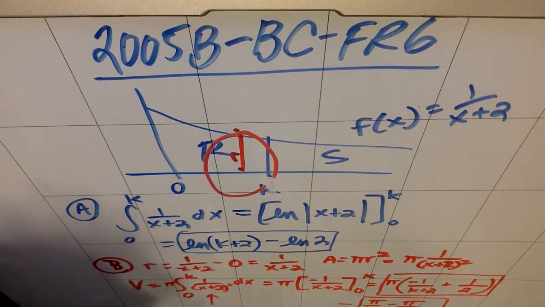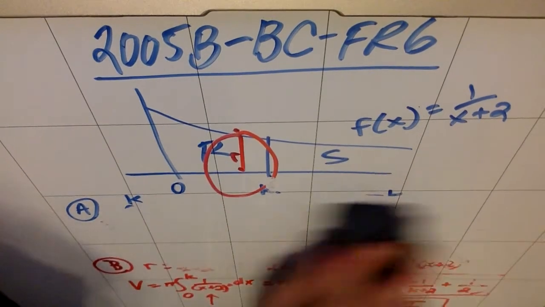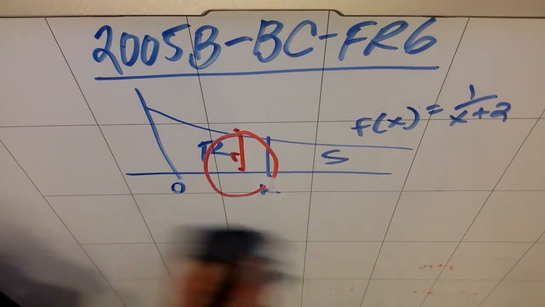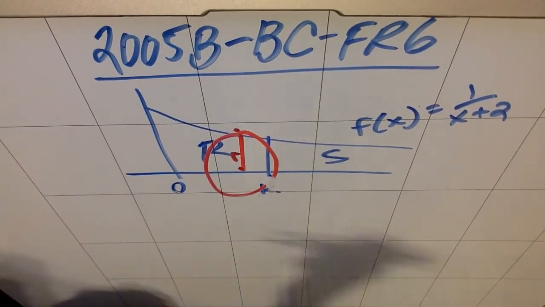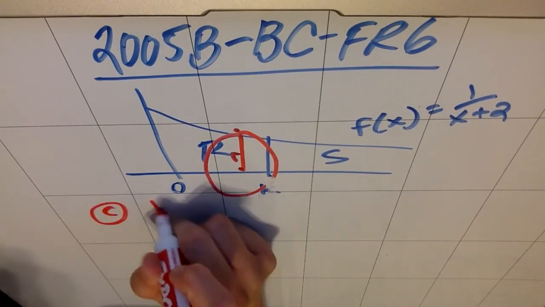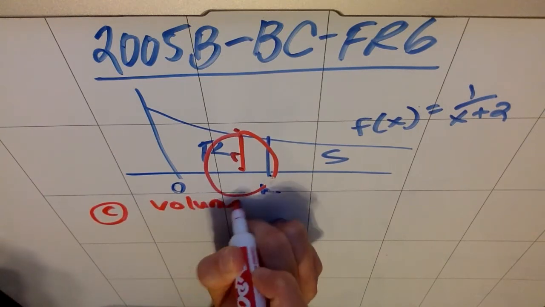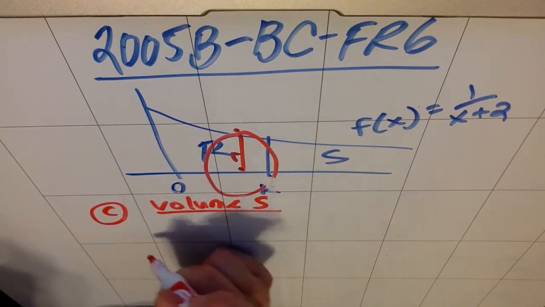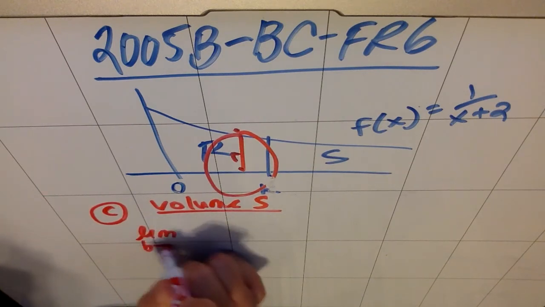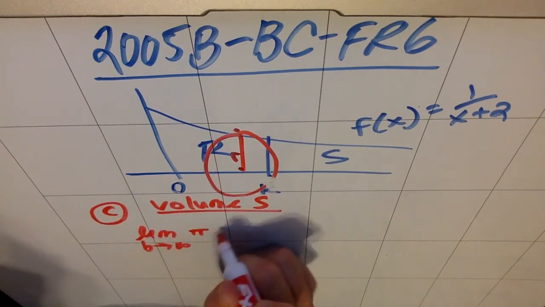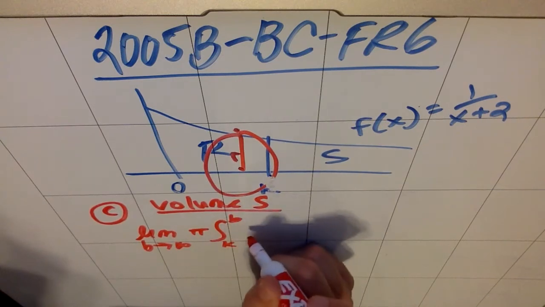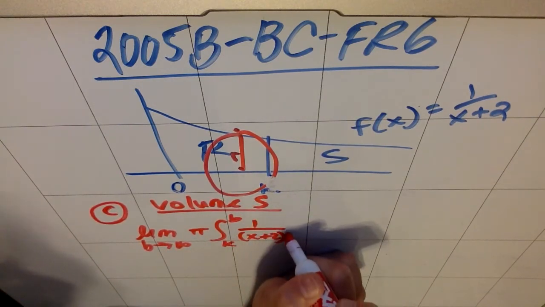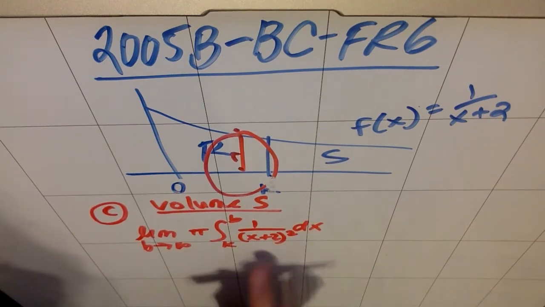So when I go to do C, it is going to be the exact same integral I wrote for B, except the bounds are going to be different. They're going to go from k to infinity. Technically you're not allowed to use infinity as bounds, so I'm going to say the limit as b approaches infinity of pi times the integral from k to b of 1 over (x plus 2) squared dx. But we already integrated this.